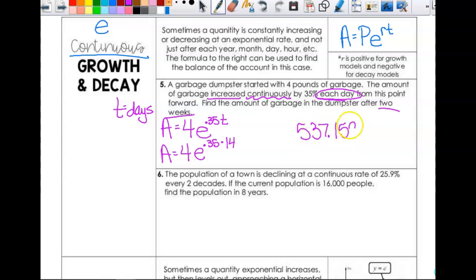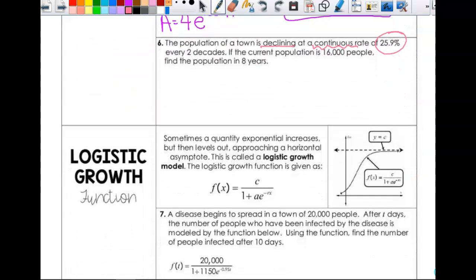$537.159. Good. 0.159. What are my units? Pounds. Very good. That's a lot of trash. We good? All right. So the next one says the population of a town is declining, so it's not increasing, it's declining at a continuous rate. So again, ding, ding, ding, we're using the Pert formula, of 25.9% every 2 decades. If the current population is 16,000 people, find the population in 8 years.